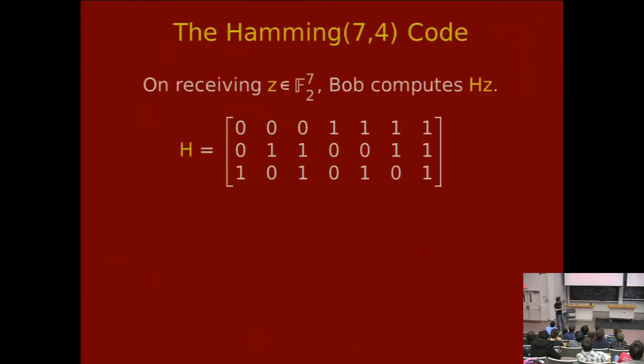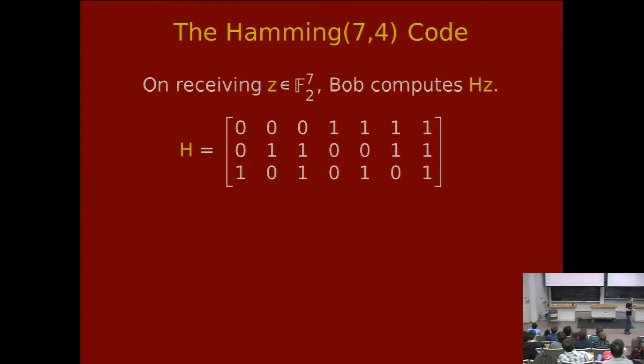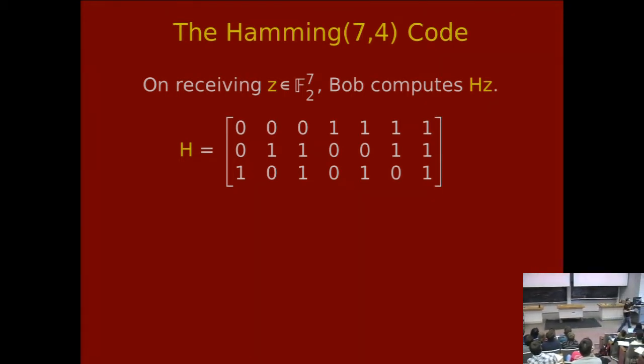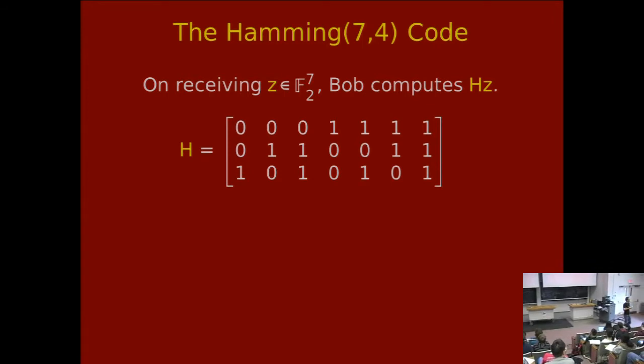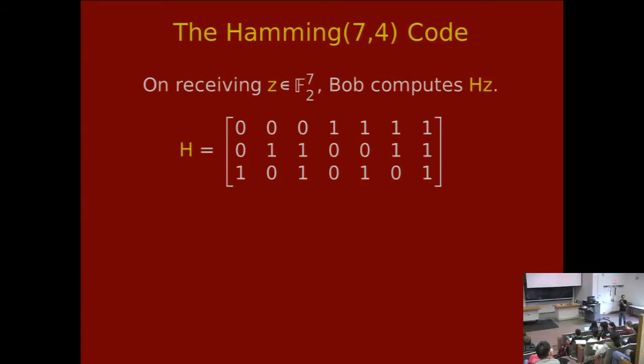Okay, so Bob receives some string, let's call it Z. It's a 7-bit string. The first thing he wants to do is check if there is a corruption. So a natural thing for him to do is compute H times Z, on the theory that if there were no errors, he should see all zeros, like all 3 parity checks. The sum of the last 4 bits should be 0, the sum of the second, third, 6th, and 7th bits should be 0 in Z, etc.